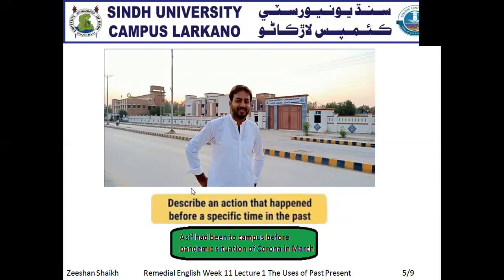And the third one is that we use past perfect to describe an action that happened before a specific time in the past. Clear? Now the example is given. I think from the example your concept will be clear: Asif had been to campus before the pandemic situation of Corona in March. Means before March, Asif was especially in the campus. Likewise, in January and February, the presence of Asif was especially in the campus. Now before March, the action of being in the campus has been done by Asif.